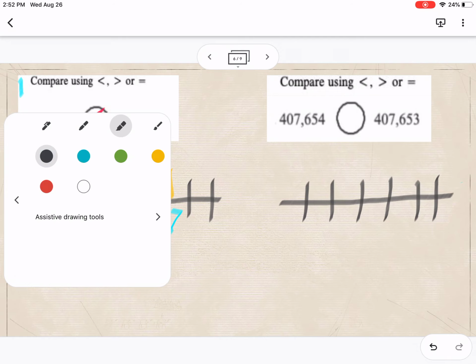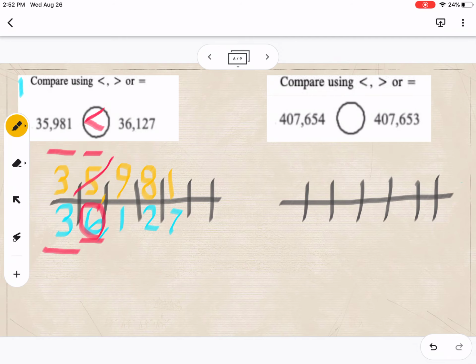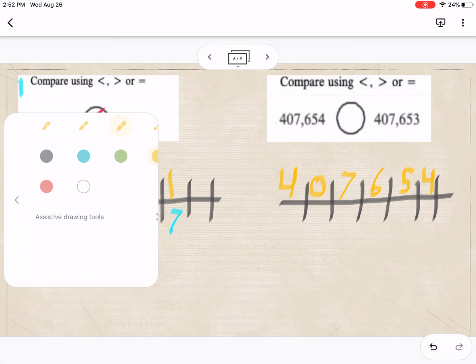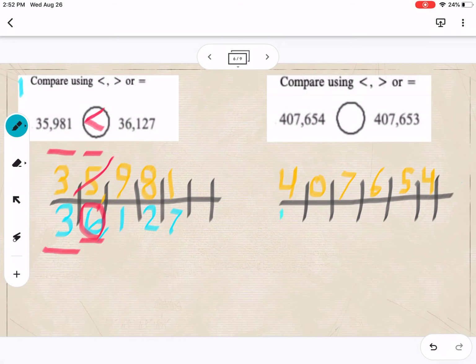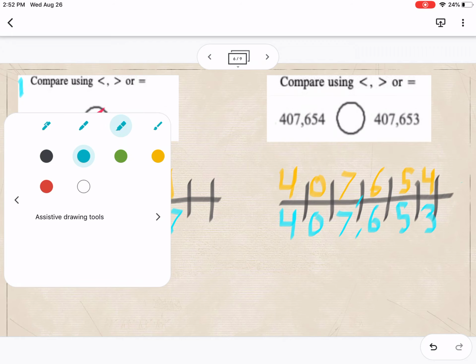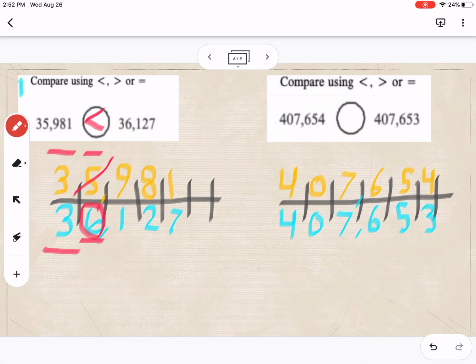All right, let's take a look together. First, we're going to write our numbers in the grid. 407,654 and 407,653. Let's not forget our commas. And let's compare. So I'm going to start with my hundred thousands. My 4s are the same. My 0s are the same.